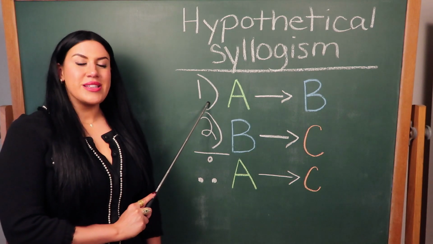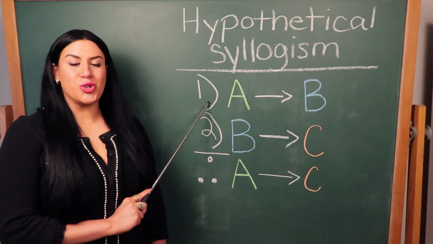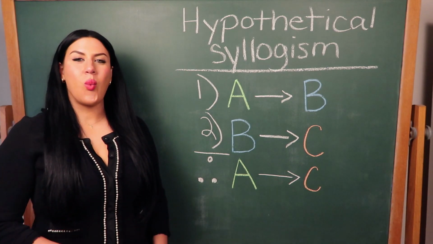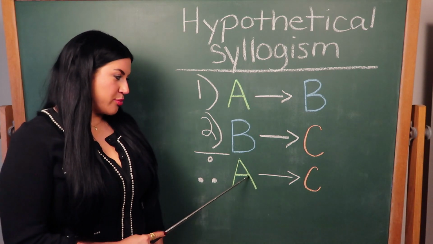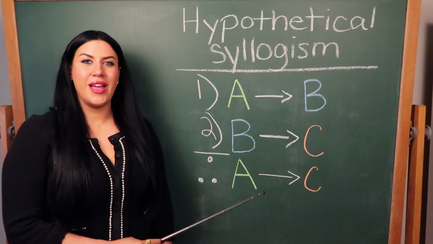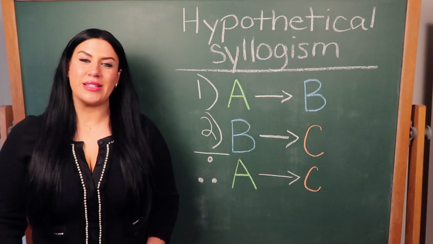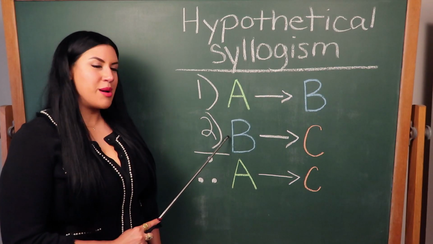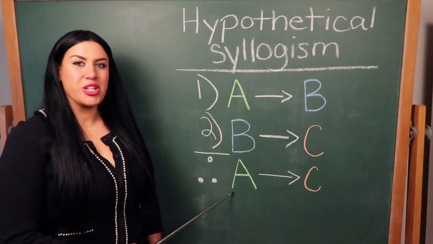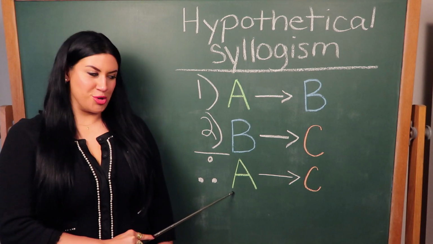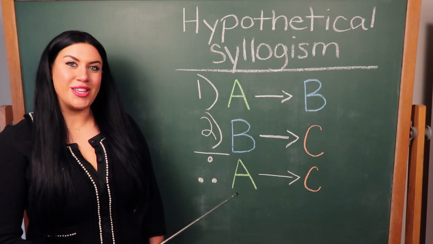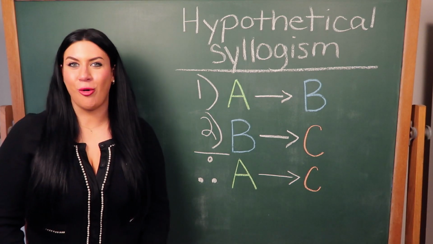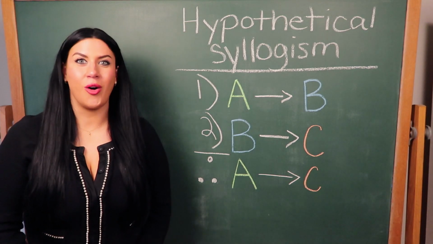A premise is a statement, and a statement can be true or false. So when we're making arguments and we're giving someone reasons to support our conclusion, in logic, we call those statements premises. So there's two premises or two reasons that should lead us to this ultimate conclusion. The conclusion is denoted by these three dots, and you can read that as therefore, or so, or thus.